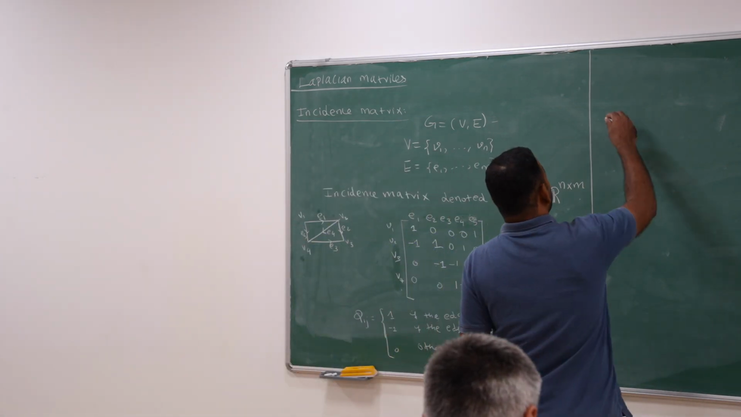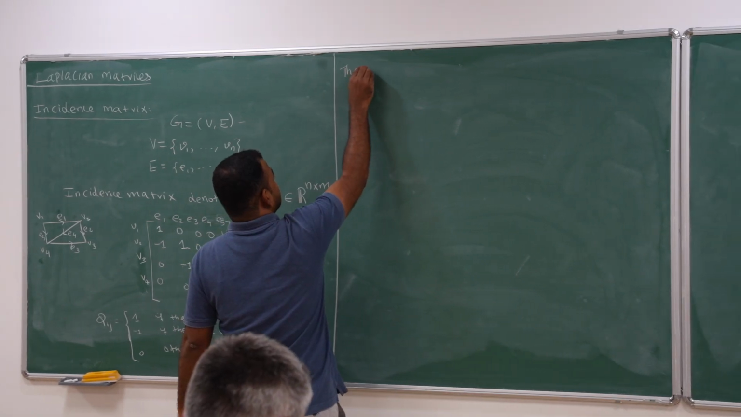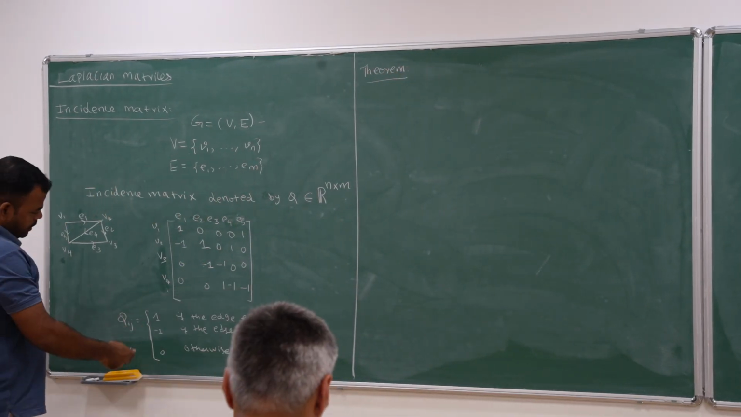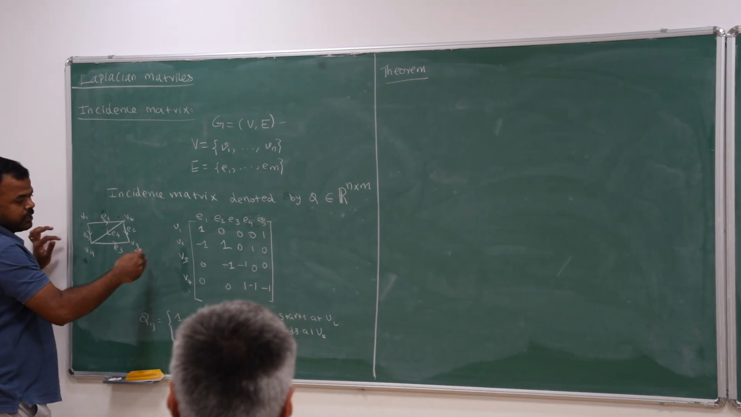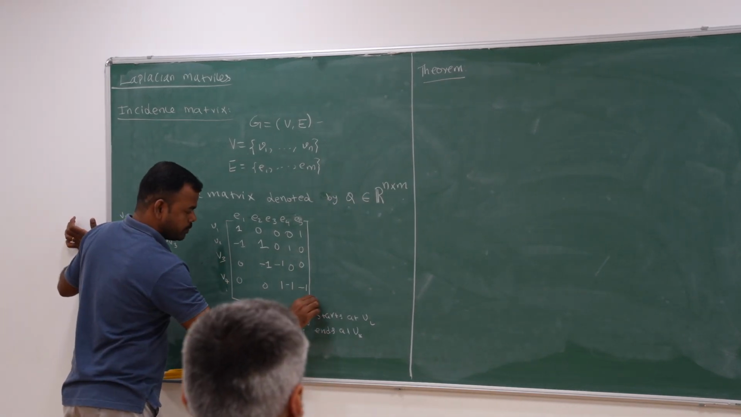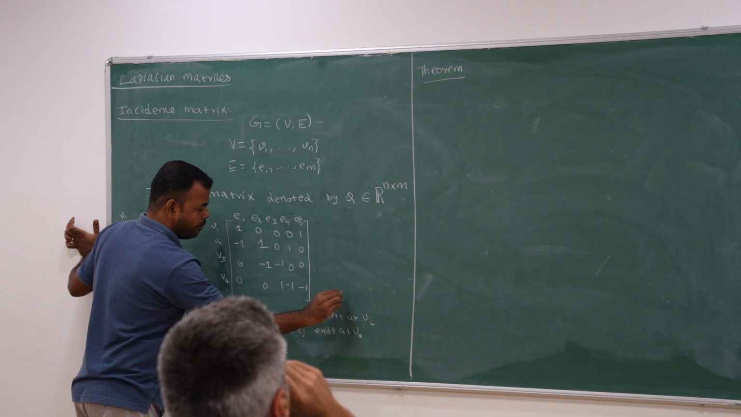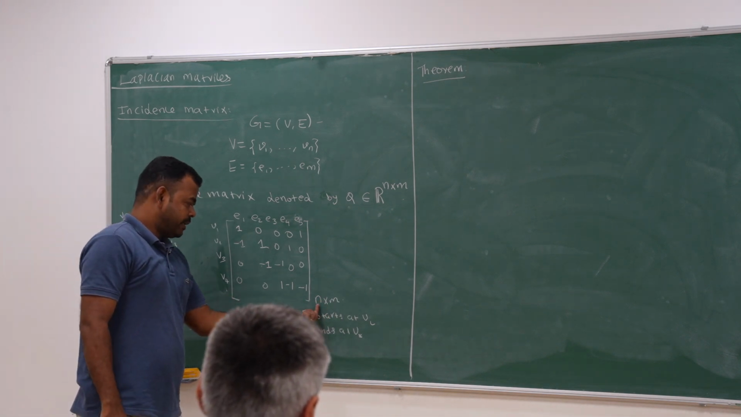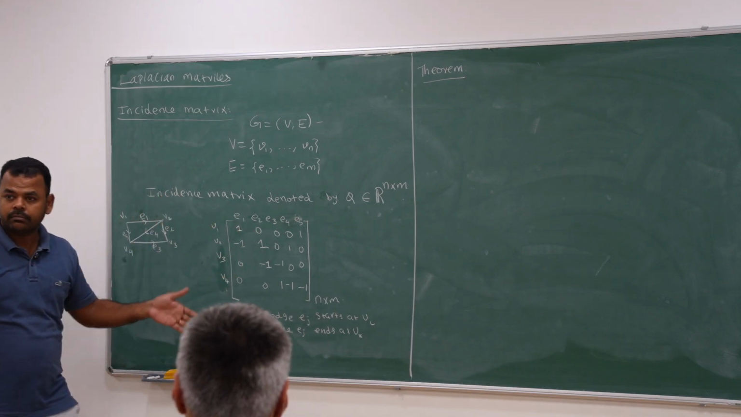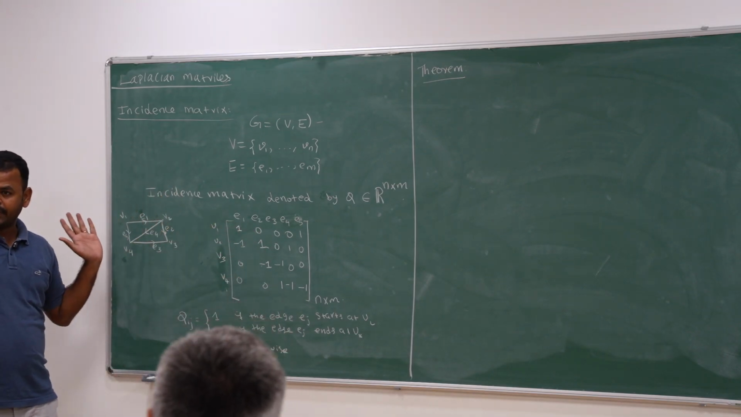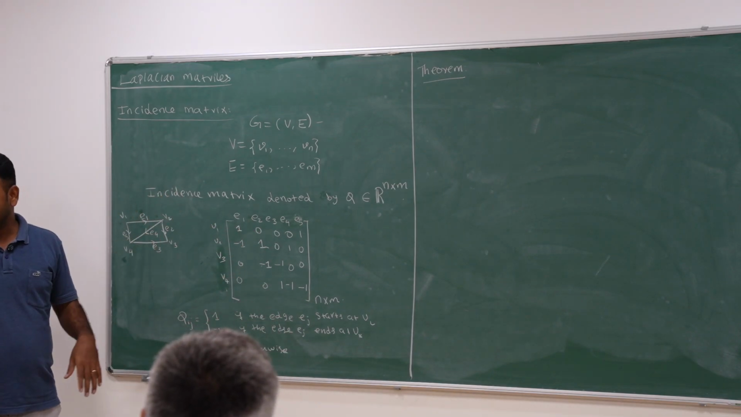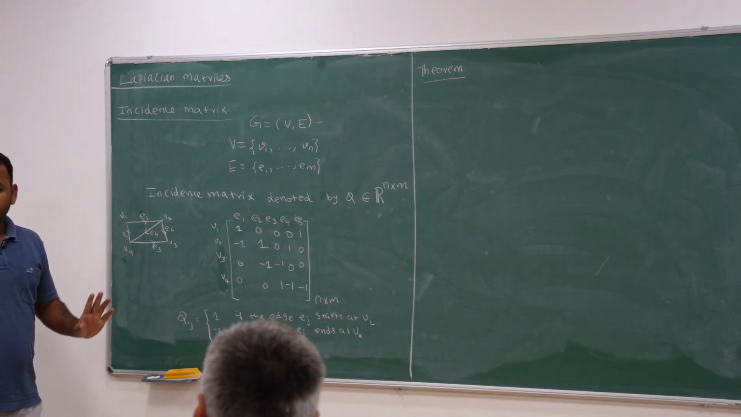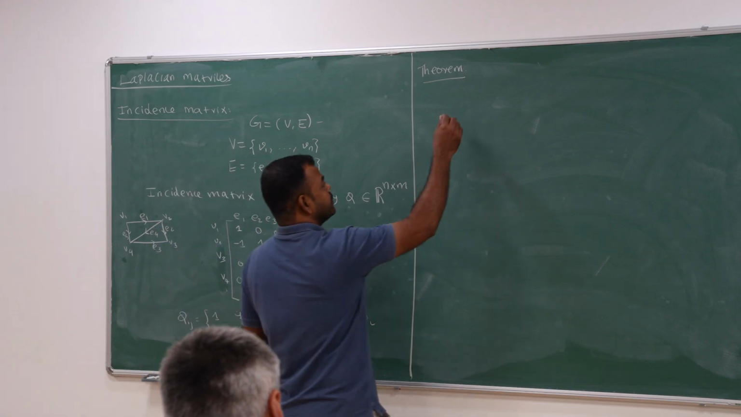Now, if G is a connected graph, we already observed that the all ones vector is in the left null space of this matrix Q. This is an n by m matrix, so the rank cannot be more than n minus 1, because the all ones vector is in the left null space. So if we are working with a connected graph, then the rank of the incidence matrix is exactly equal to n minus 1. We'll prove that first.